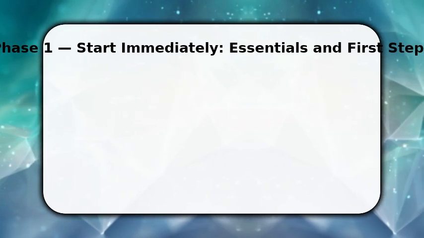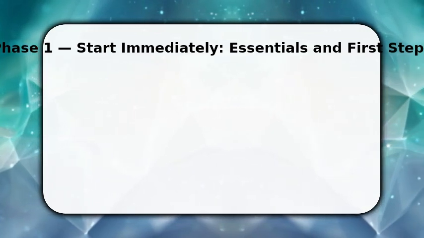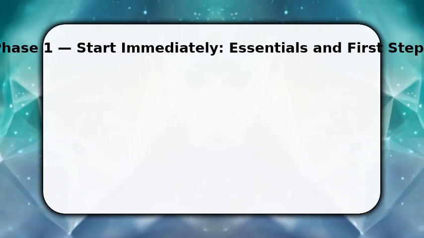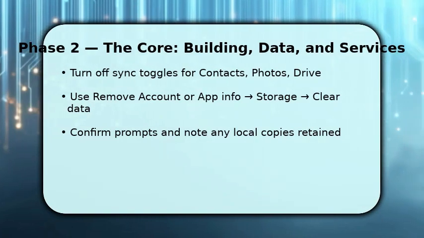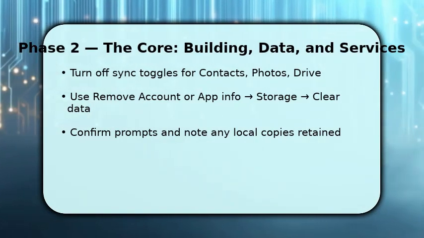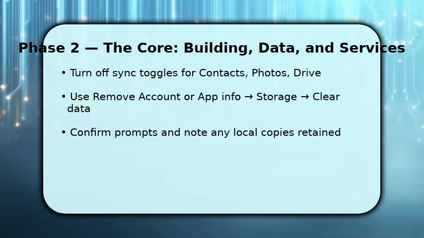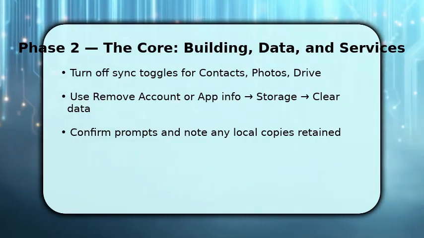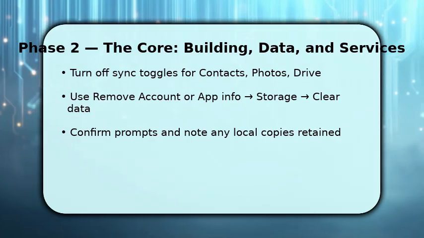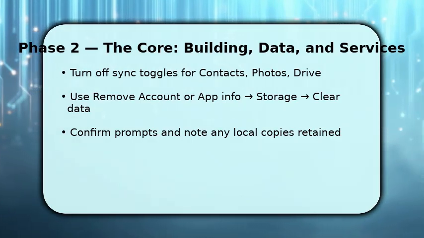Now you remove the account or clear the app data. First, toggle off sync for contacts, photos, Drive to stop background syncing. This prevents immediate re-upload. Then, either tap Remove Account or go to Settings, Apps, choose the cloud app, Storage, Clear Data to erase cached and account info.